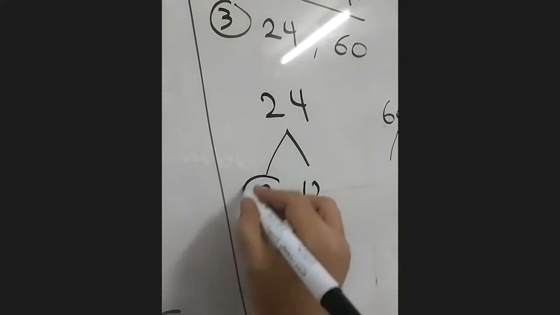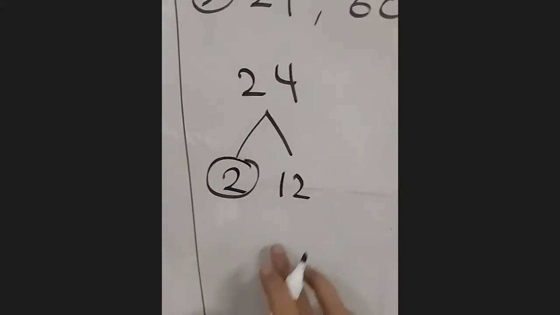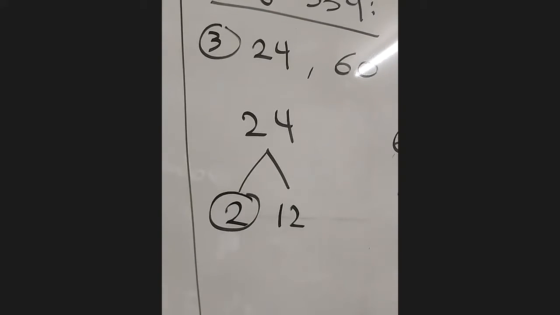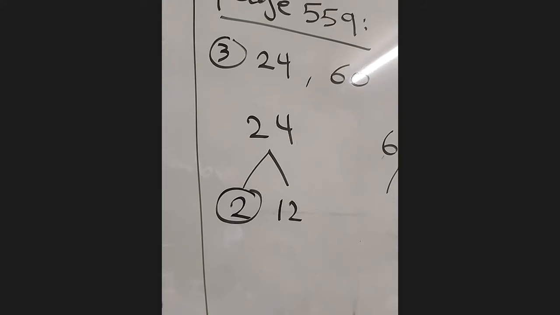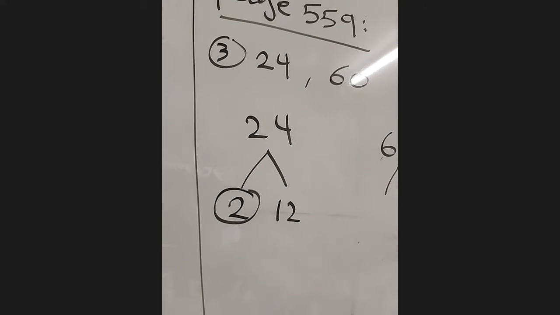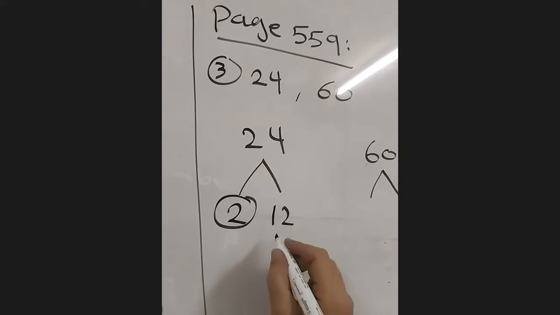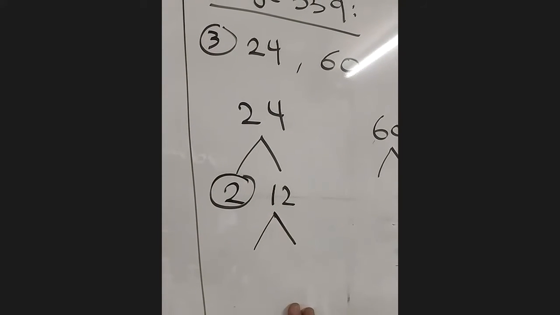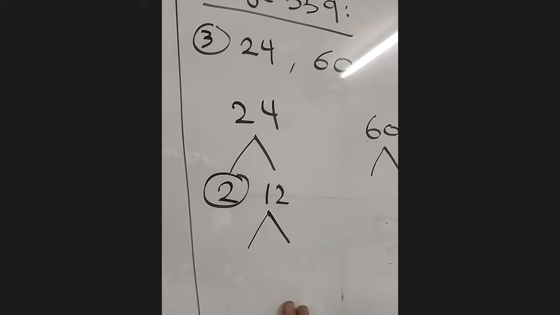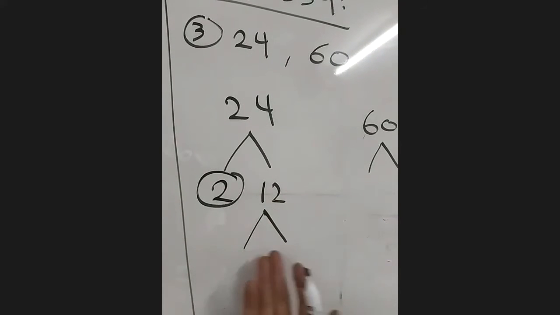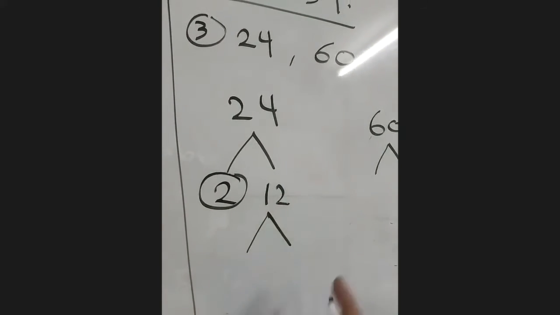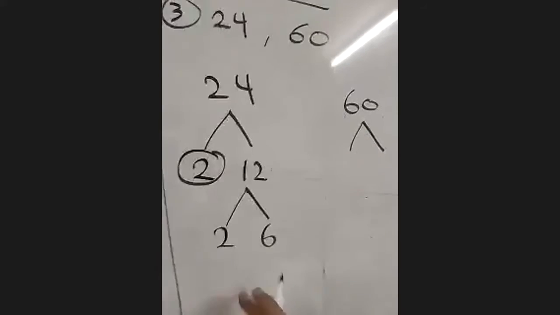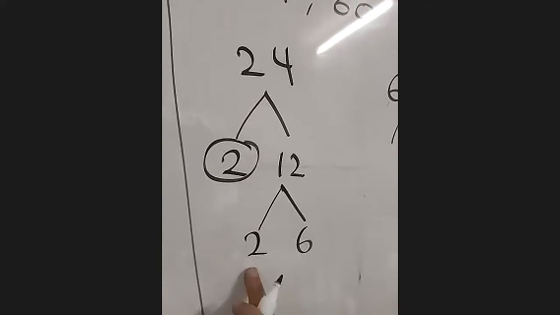We put a circle. Excellent. The 12. Do we have numbers? If you multiply them, you get 12. Okay, 2 and... 12, give me two numbers. If you multiply them, you get 12. 2 and 6. 2 and 6. Can we do more for this 2?